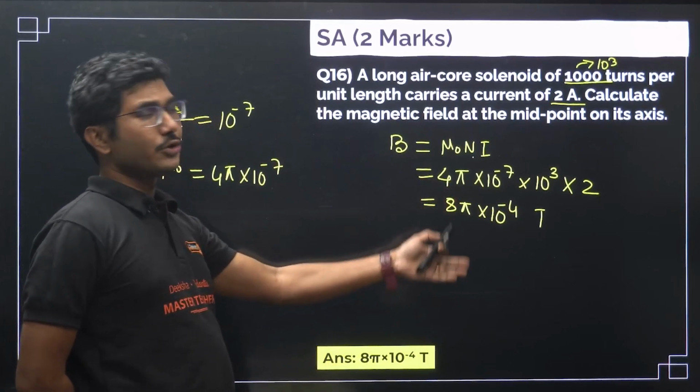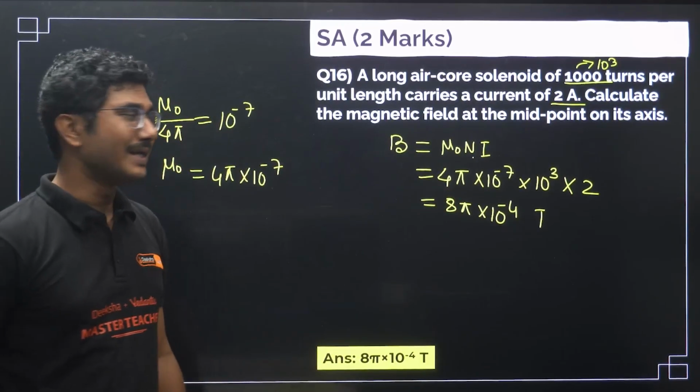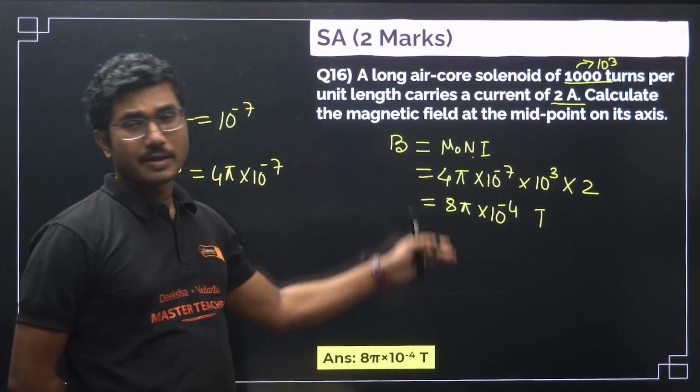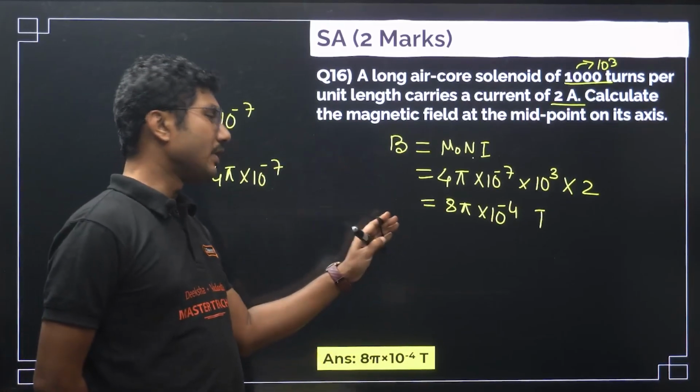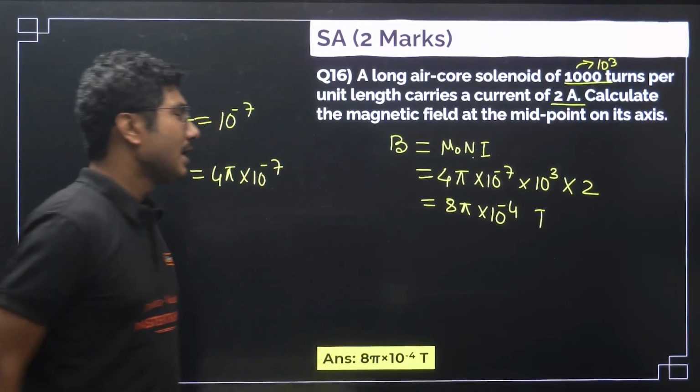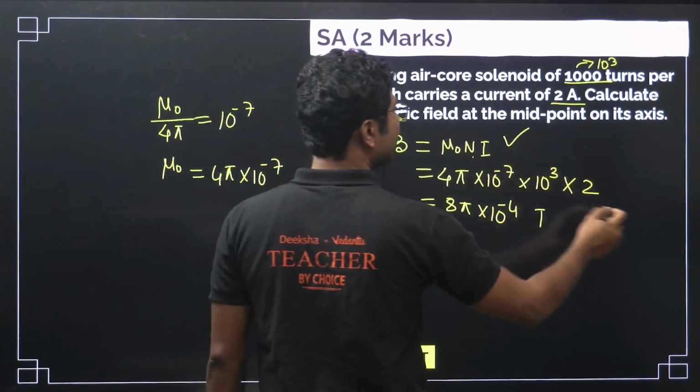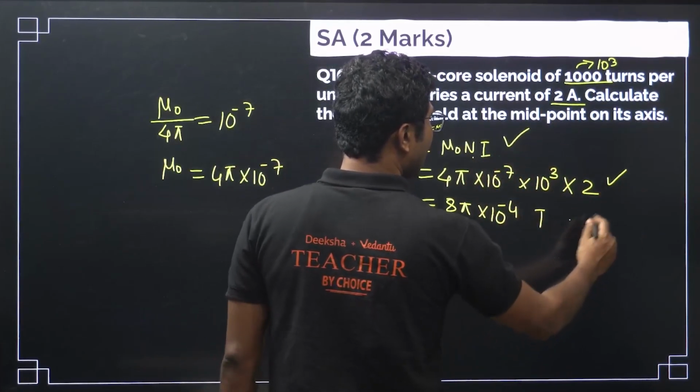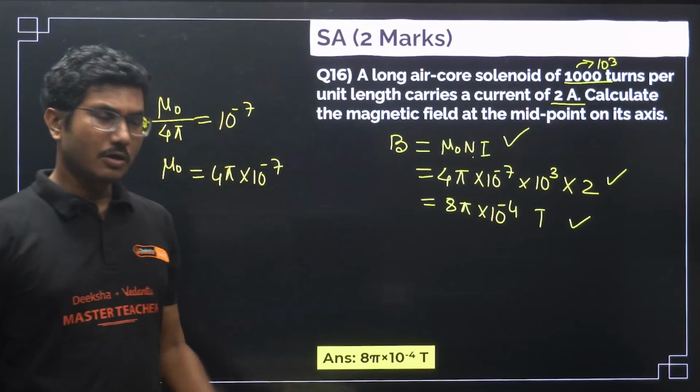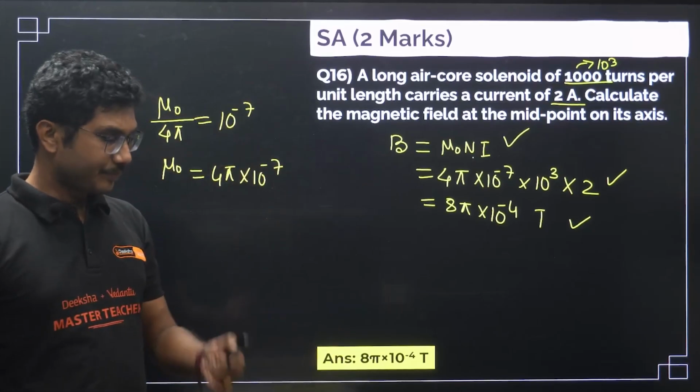Now, it is up to you, if you want to put the value of pi and multiply it to get the value, that is okay, but if you leave it over here also, you will get full marks. They will check whether you know the formulas, whether you have put the values correctly, and whether you have calculated it properly or not. That is what they are going to check.